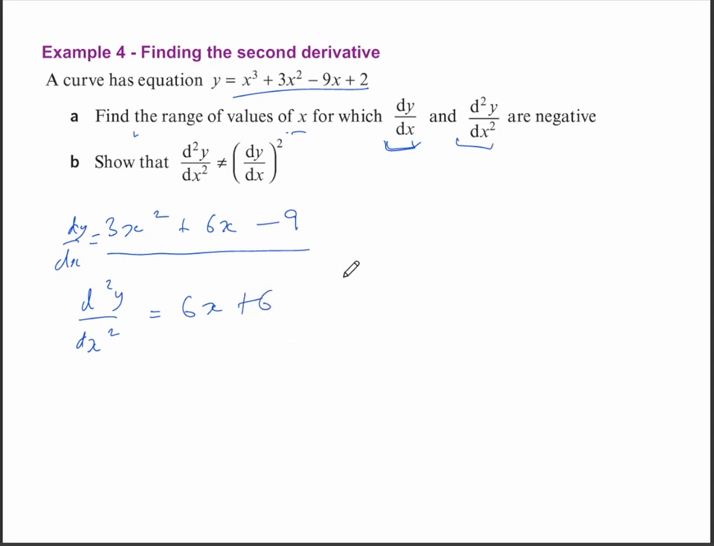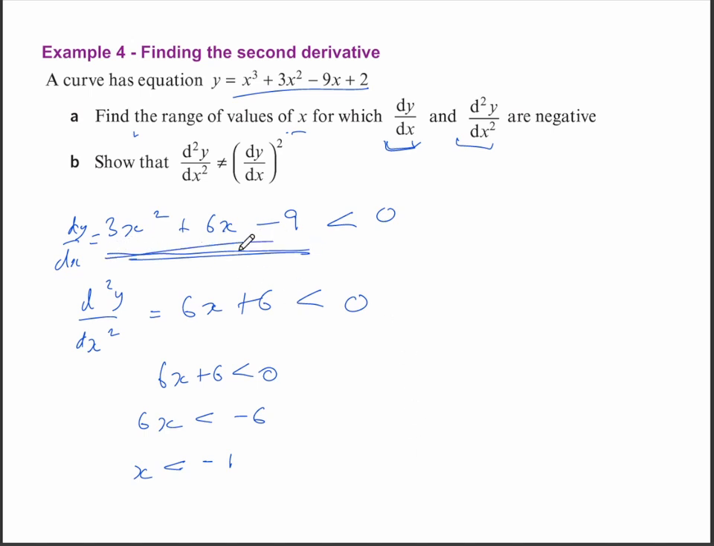And when are these values negative? So when are they going to be less than 0 for both of them? The second derivative is easier to calculate, where 6x plus 6 is less than 0. Therefore, 6x is less than -6. Divide by 6 on both sides, we get that x is less than -1.